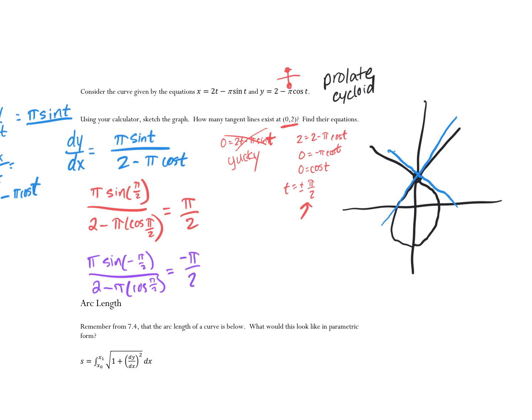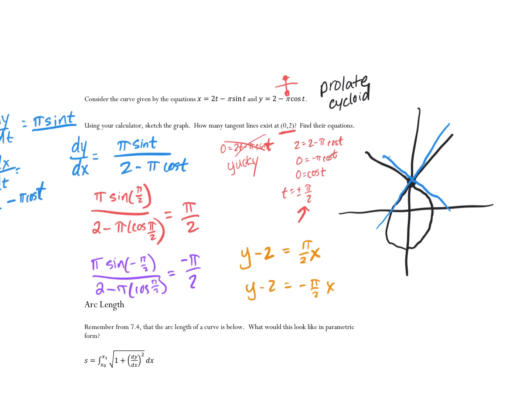So as we go to find the equation, we've done all the hard work now. We just need to find the equations of our tangent lines. If we do point slope form, we would do y minus 2 equals our slope. I'm going to use the first one, pi over 2, times x minus 0, which is just x. So there's my first tangent line. And the only thing that'll change for the other is that it'll become negative pi over 2.